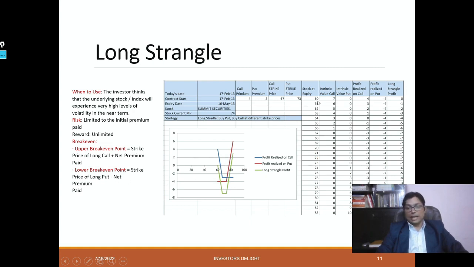Here also the calculation is given in great detail, with the call premium, put premium, call strike price, and put strike price. All these details are assumed, and based on that some calculation is done, and all the results are given with the long strangle profit potential also explained, so that you can visualize.